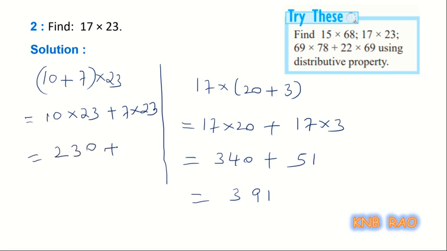10 into 23 is 230, and 7 into 23 is 3 sevens are 21, 2 carry, 7 twos are 14 plus 2 is 16. So 230 plus 161 is 391. So we have got the same answer. So in this, any one of the methods can be followed.